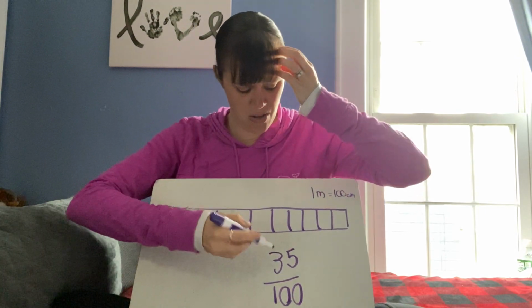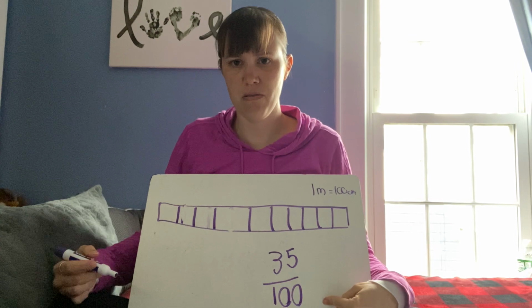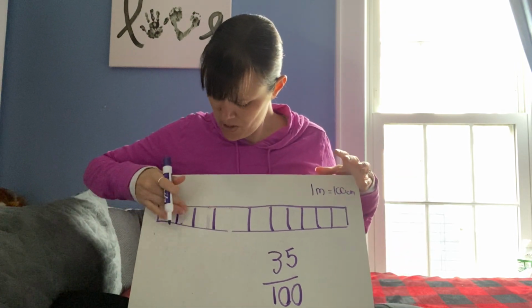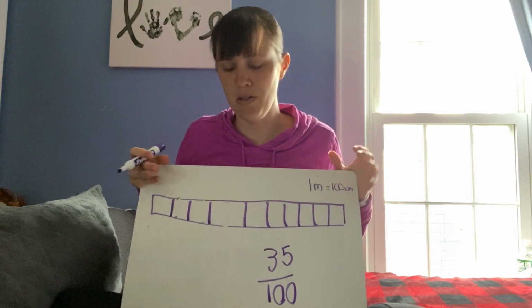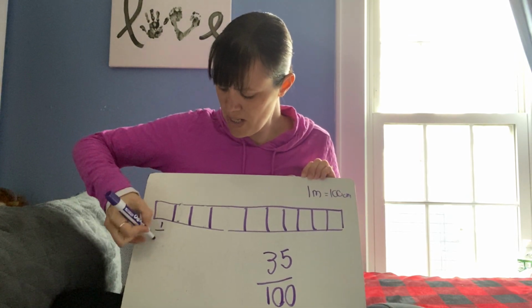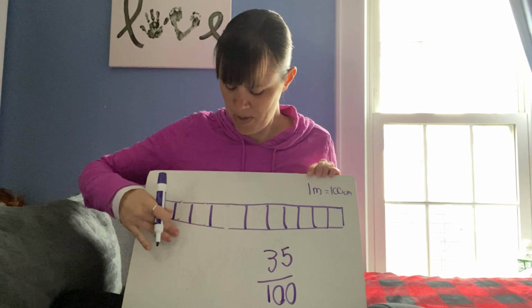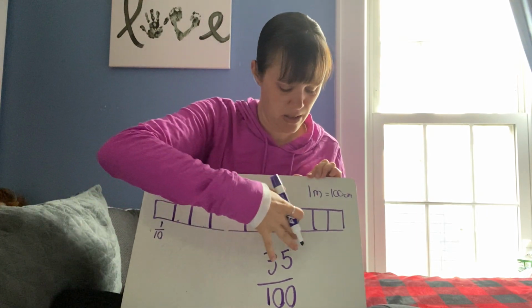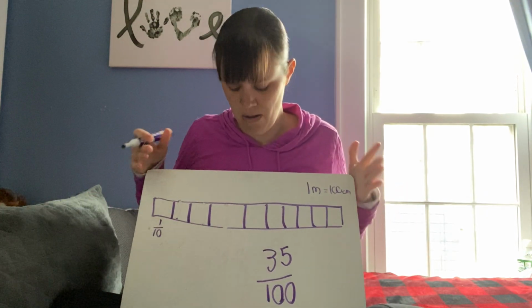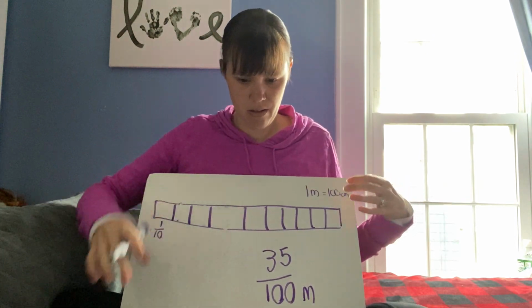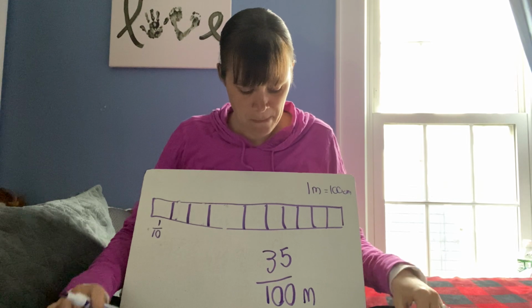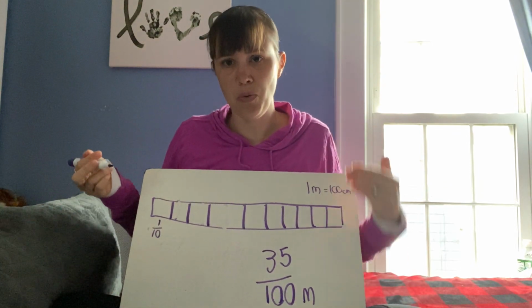All right, how are we gonna do 35/100ths? So we have to picture that each of these is broken into 10 parts. Okay, so this is 1/10, right? This would be 2/10, 3/10, 4, 5, 6, 7, 8, 9, 10/10, right? So this is our meter. This whole thing is a meter. How do I do 35?